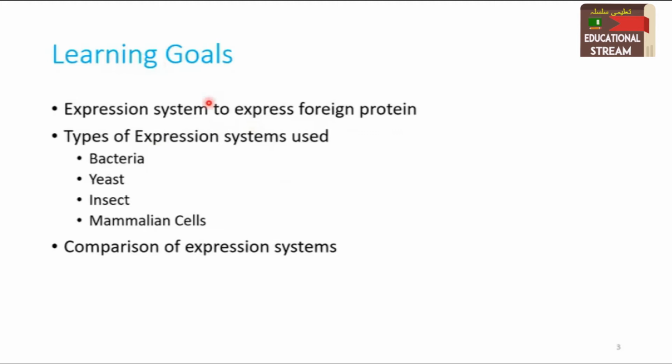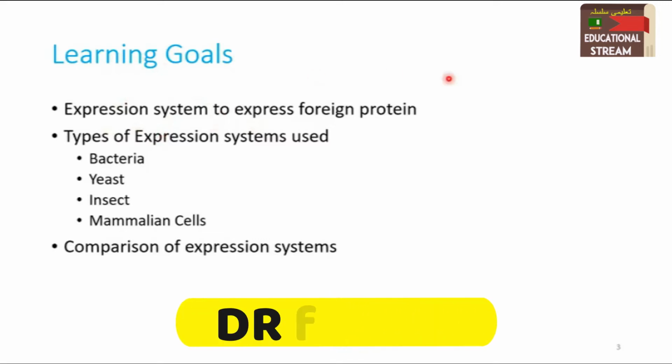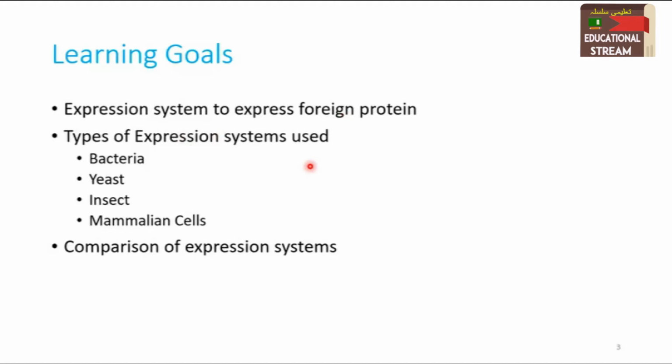So, in this lecture, the learning goals include studying the expression systems used to express foreign proteins. What type of expression systems are used? We will study the bacterial system, yeast system, insect and mammalian cells, and then we will also do a comparison of all of these expression systems.